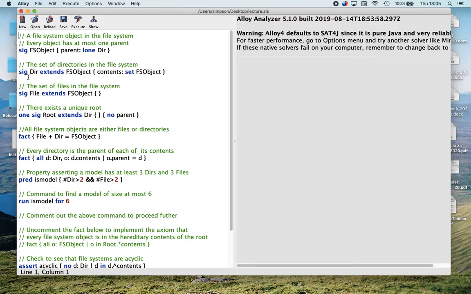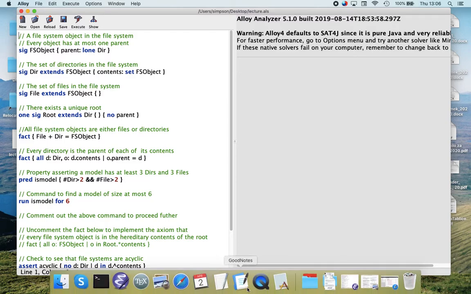Then we're extending the signature with a set of directories. Every directory extends fs object. It's a bit like in object-oriented programming languages, but this is saying it's a subset of the set of fs objects. So directories are particular fs objects, and there's a contents operation that acts on directories, and the contents of a directory are a set of fs objects.